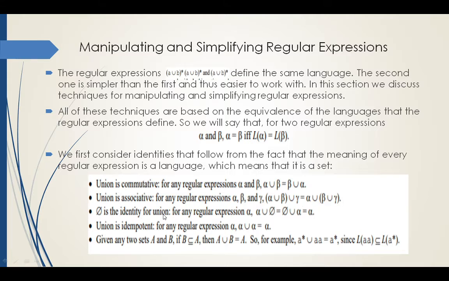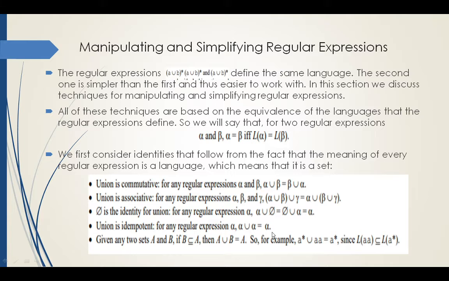Next, null is the identity for union. For any regular expression alpha, alpha union null is equivalent to null union alpha. You can take alpha union null or null union alpha, and at the end you get alpha only. So null is the identity for union here. Union is idempotent for any regular expression. This is the fourth rule: for any regular expression alpha, alpha union alpha equals alpha only.